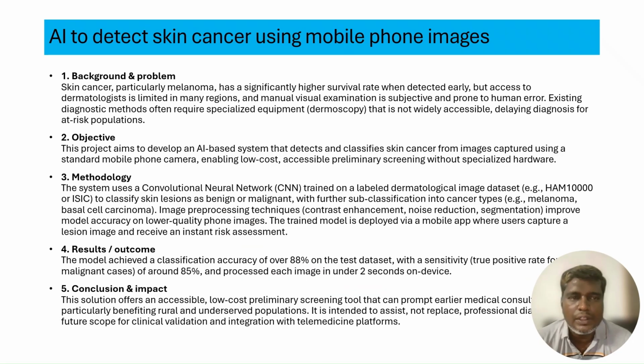So you can go for another example, which is a medicine-based AI to detect skin cancer using mobile phone images. So here you can see the background of skin cancer, particularly melanoma. So the problem is that survival rate is significant when detected early, and in many regions the visual examination is subjective and prone to human error.